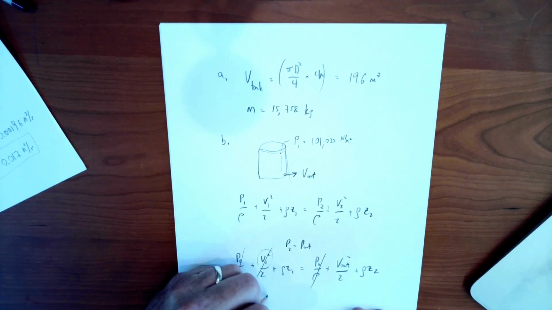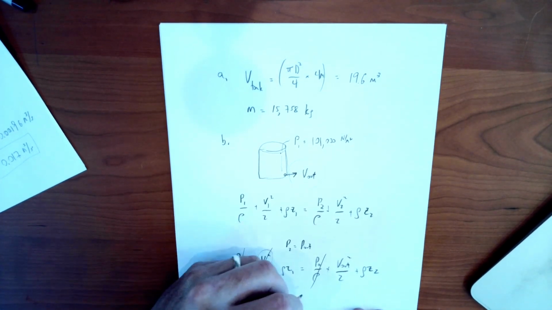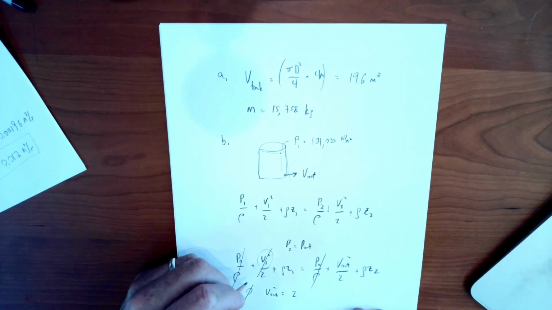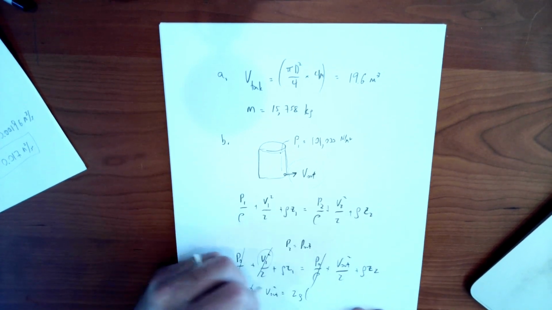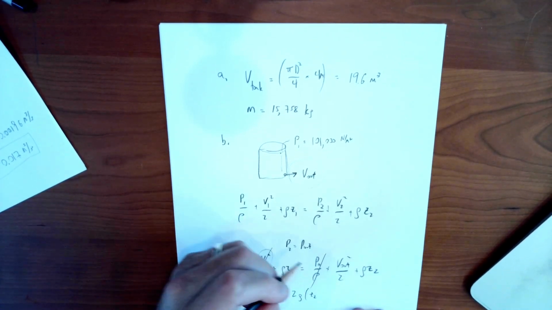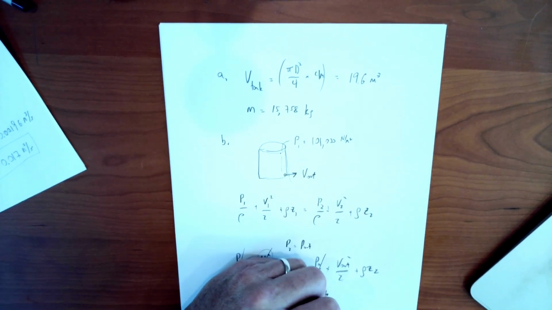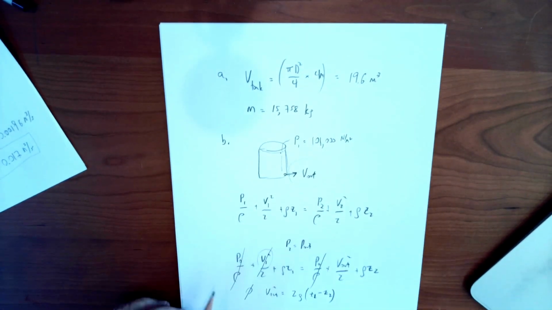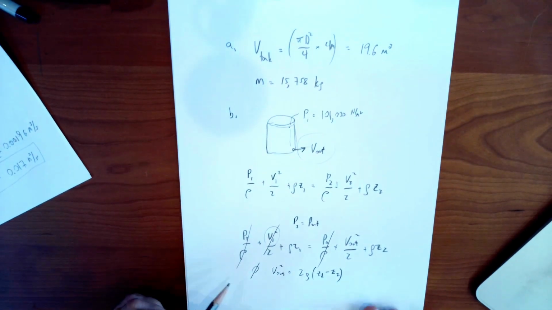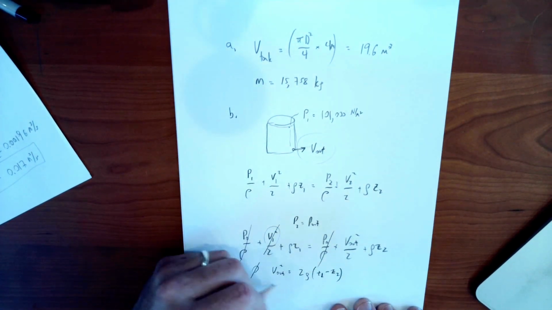So we're left with the velocity out, which can be estimated very well as 2 times g times z2 minus z1, it looks like. Sorry, z1 minus z2 makes more sense. And there's our velocity estimate. That's for velocity squared, of course.